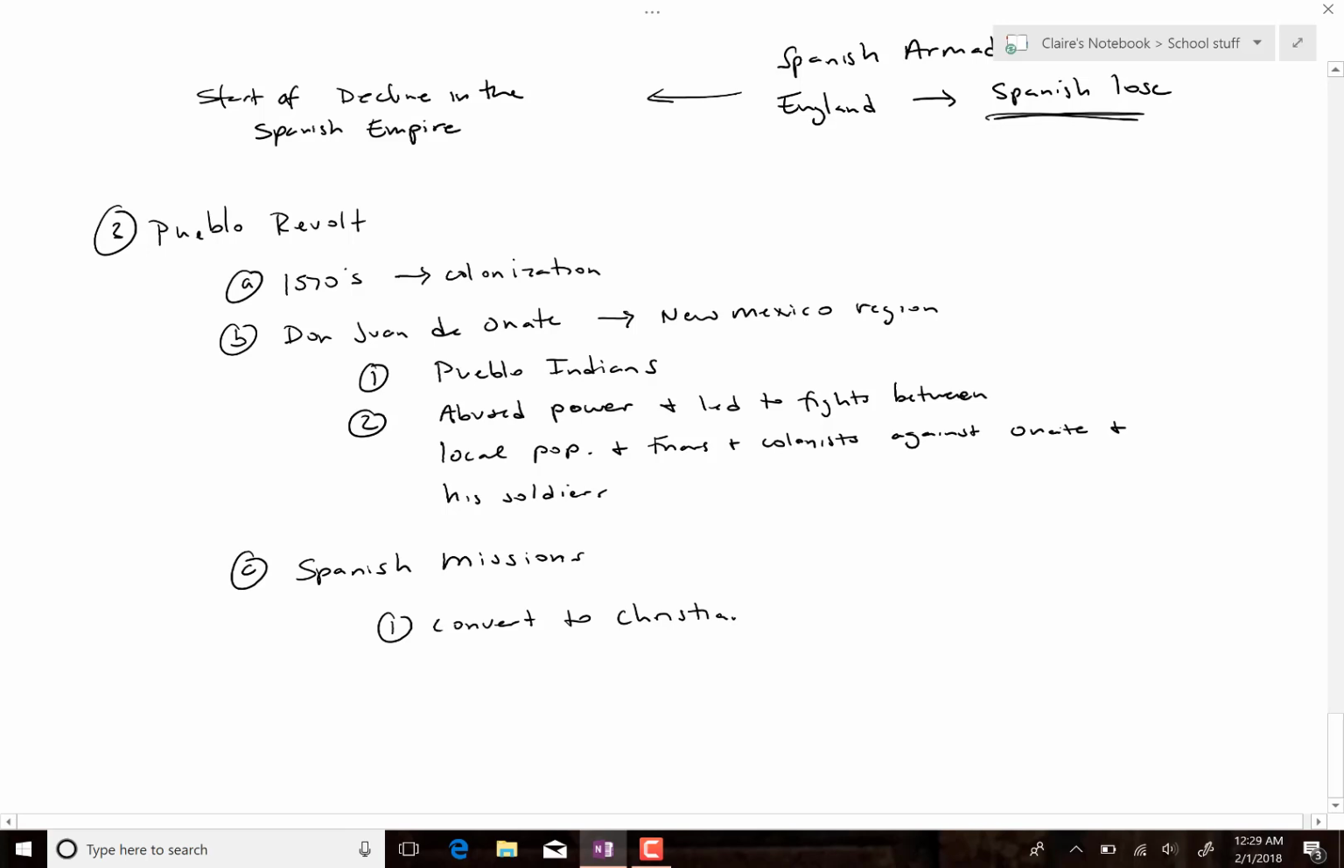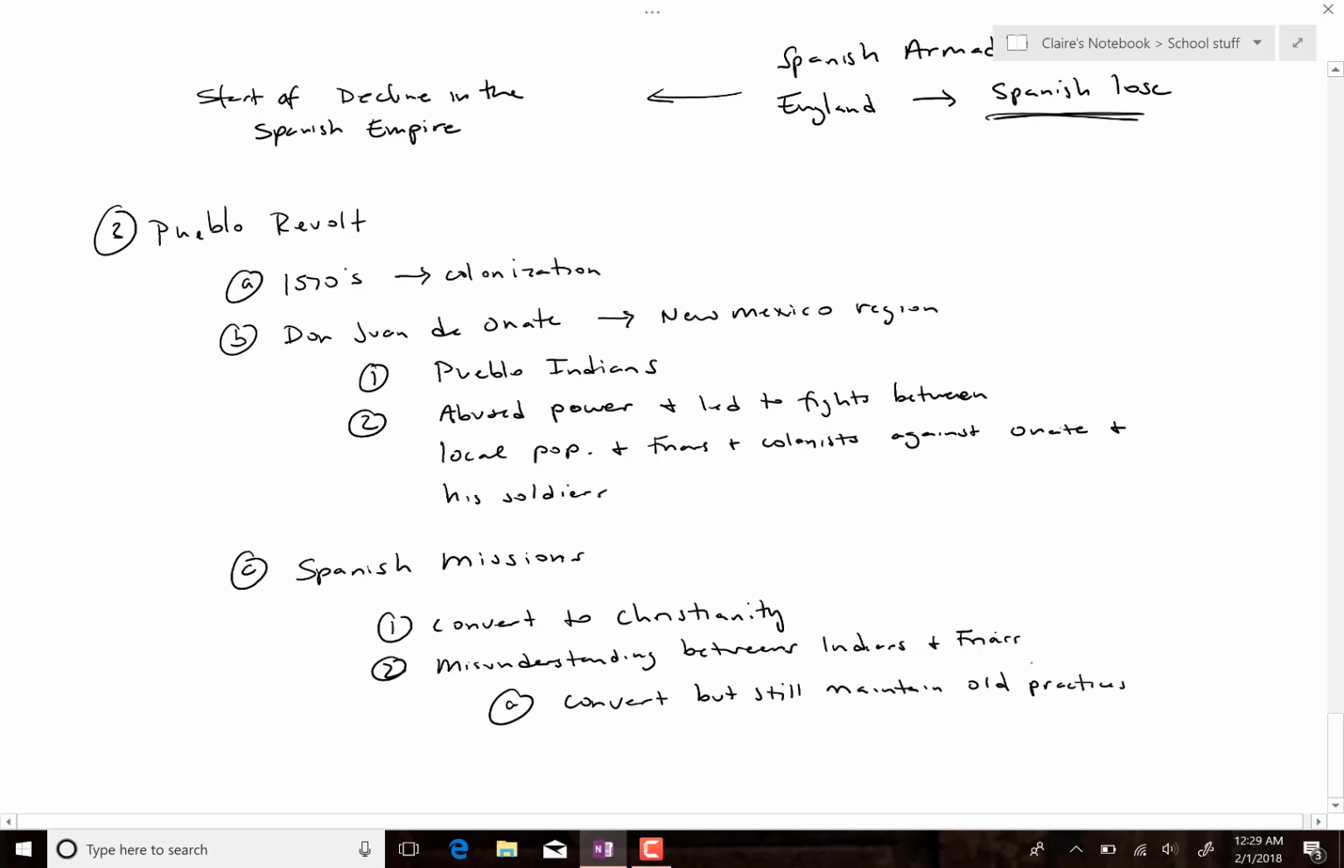And the goal of the friars, of course, was to convert the Indians to Christianity. The problem is that there was definitely misunderstanding between the Indians and the friars to a degree. Some of it was also just brutality. But for the Indians, this was a belief that they could convert to a degree but still maintain old practices and beliefs. Where, of course, for the Spanish it was the removal of all cultural practices.